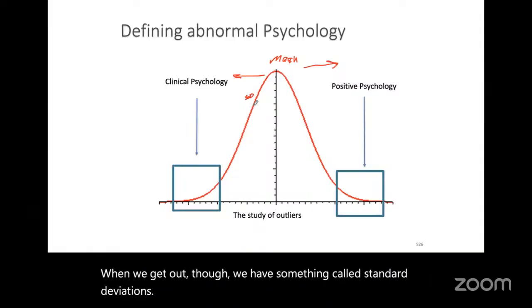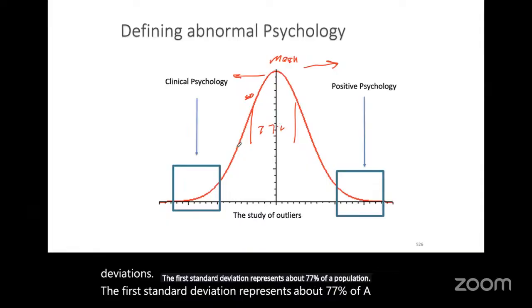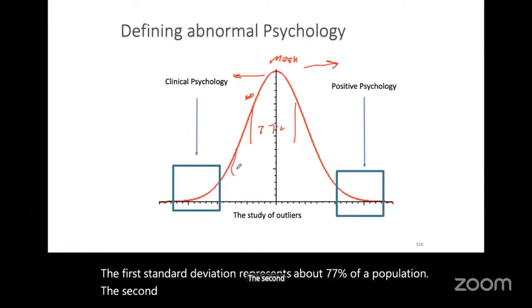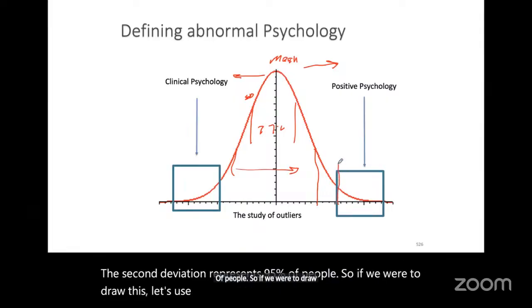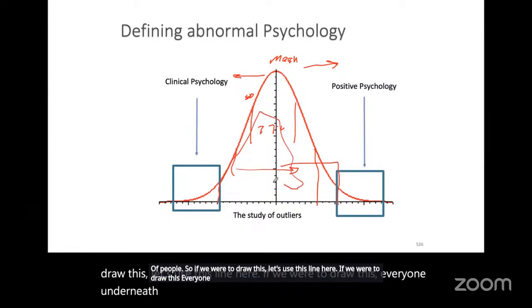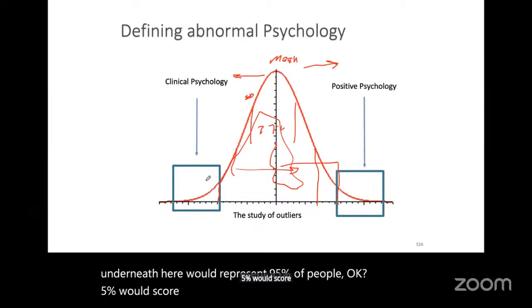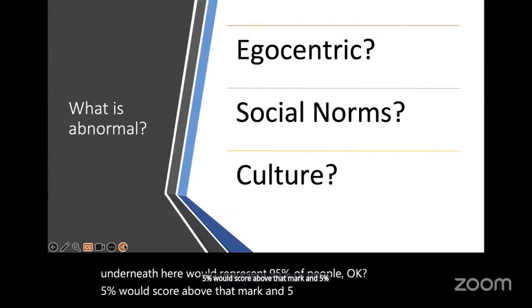The first standard deviation represents about 77% of a population. The second deviation represents 95% of people. So if we were to draw this, let's use this line here. Everyone underneath here would represent 95% of people, okay? 5% would score above that mark and 5% would score below that mark.